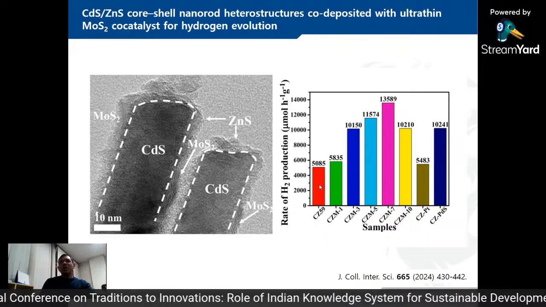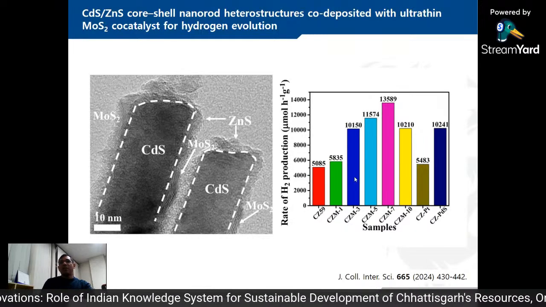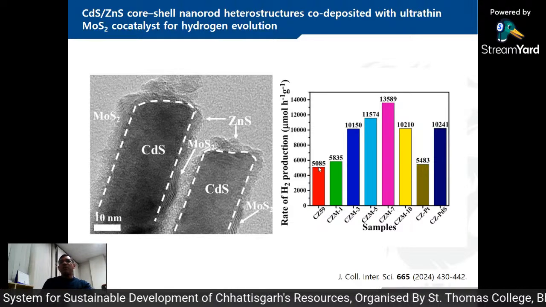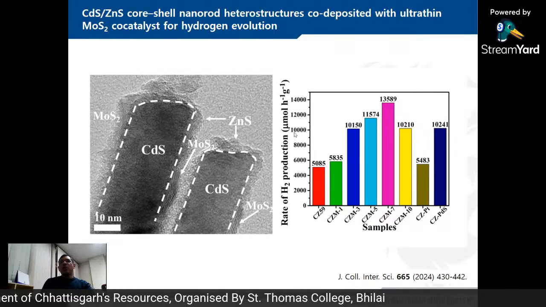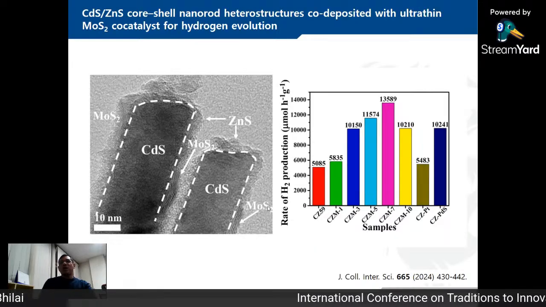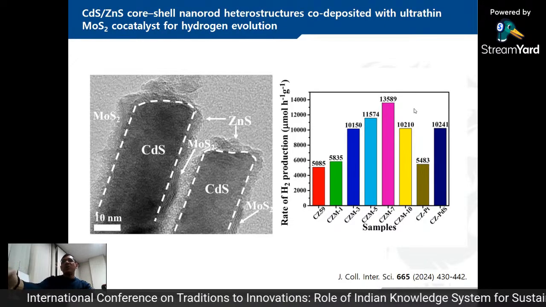So you can see here in this hydrogen evolution experiment, the pure sample shows almost 5089 micromole of gas. Once you deposit like 7% molybdenum sulfide as co-catalyst, 2 layers, it increases from 5,000 to 13,000. So this is how we usually increase it.